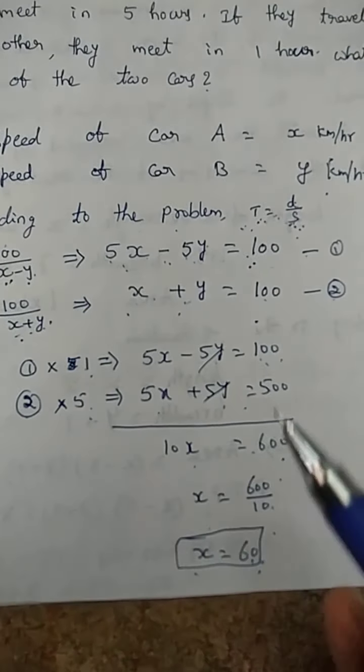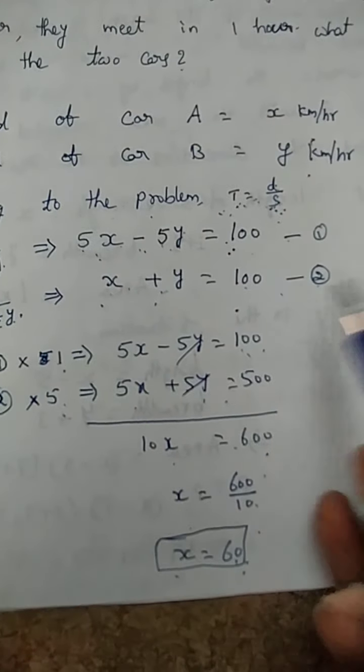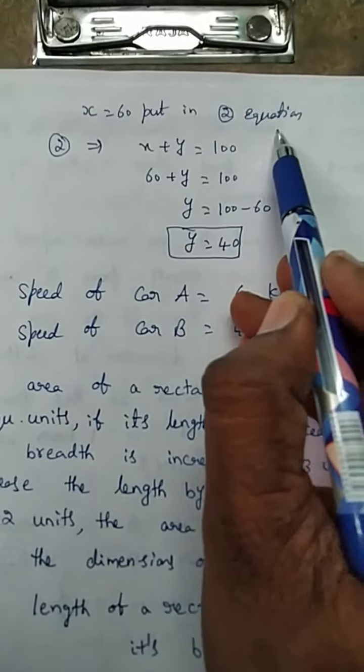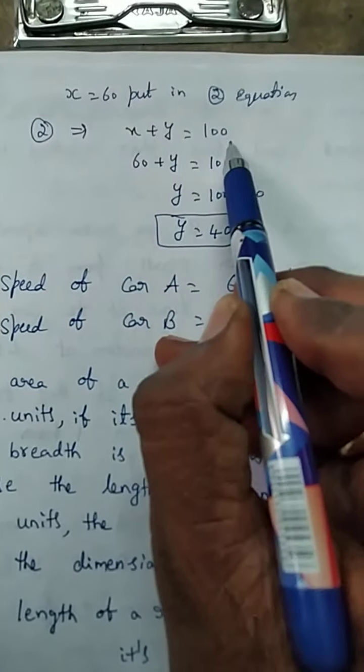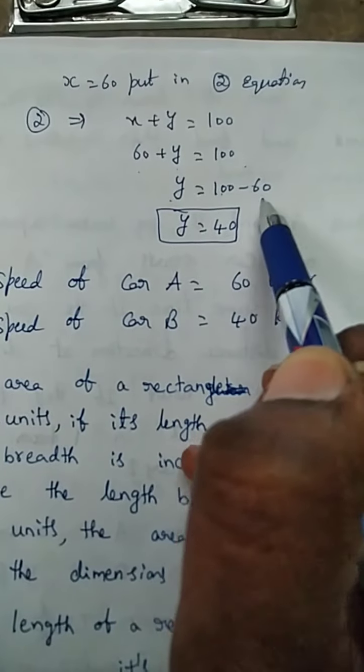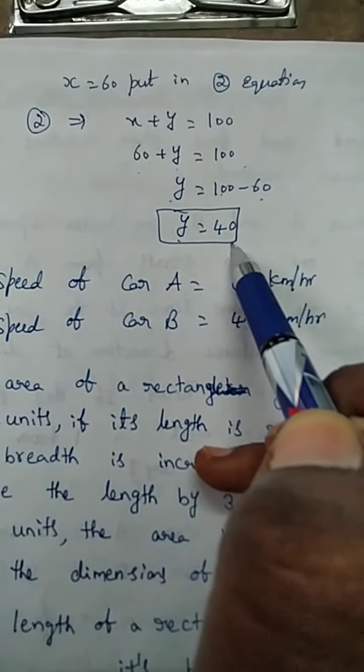Substitute x is equal to 60 in either the first equation or the second equation. Putting x is equal to 60 in the second equation, x plus y is equal to 100, we get 60 plus y is equal to 100. Then y is equal to 100 minus 60, so y is equal to 40.